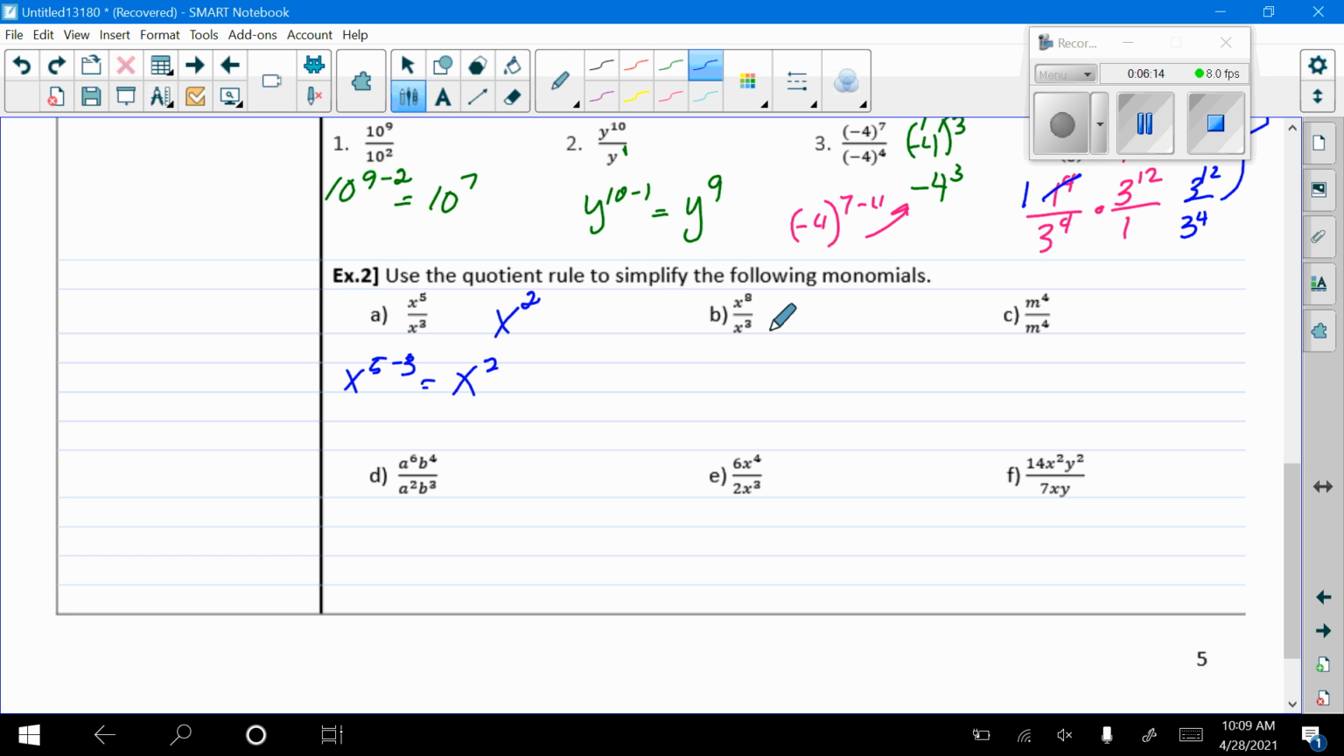The next one looks like it's an 8 and a 3. Gives me x to the 8 minus 3, which gives me x to the 5th. Where do I have more, top or bottom? Top, by how many? x to the 5th.